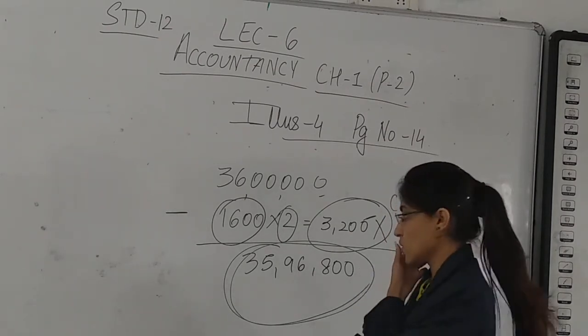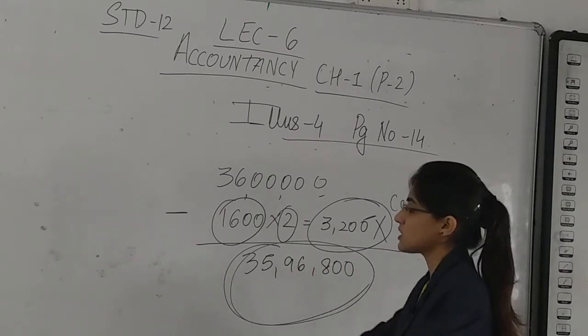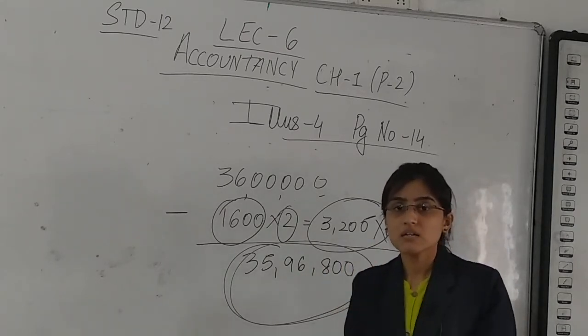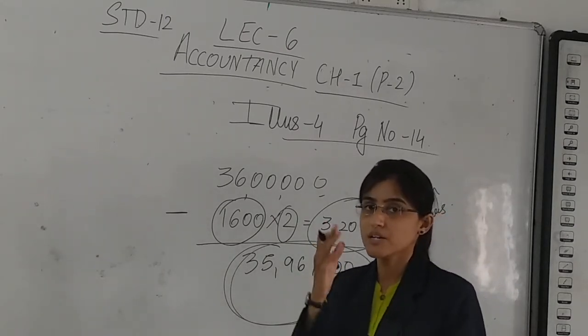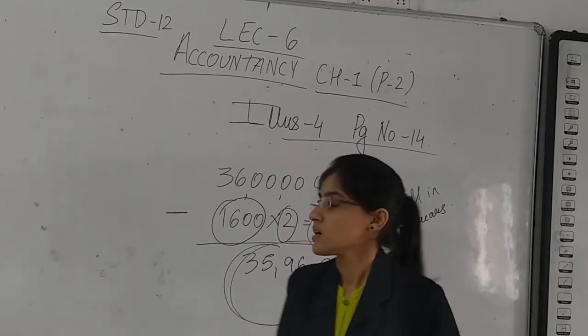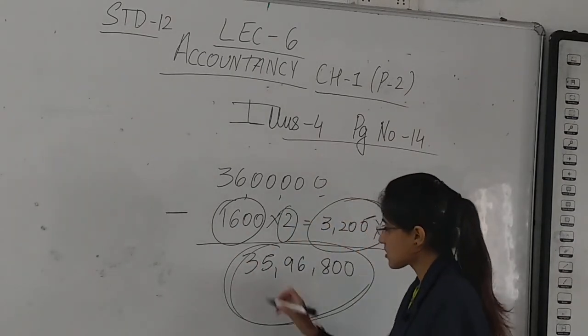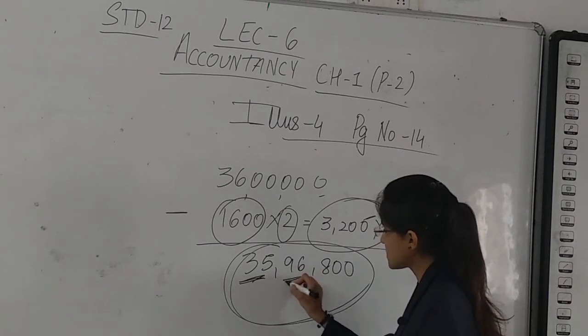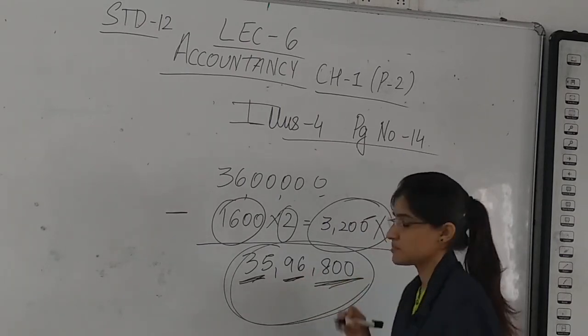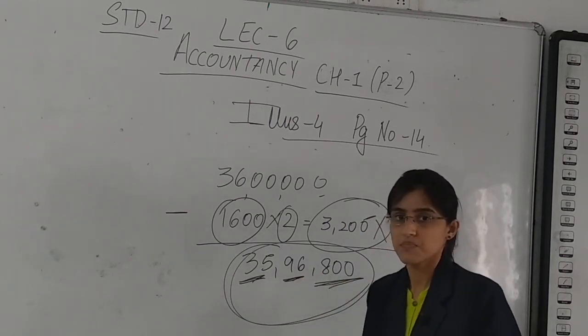Putting it in the form of journal entry, bank account debit. The journal entry is given in your textbook. Bank account debit 35,96,800.